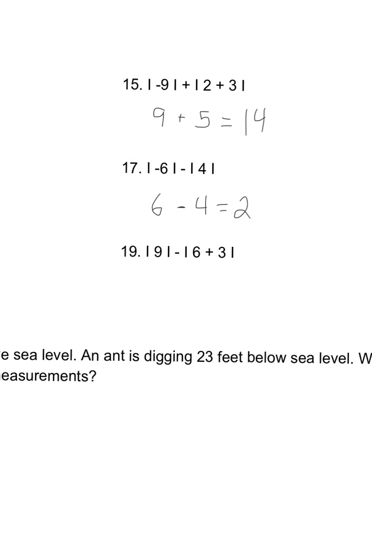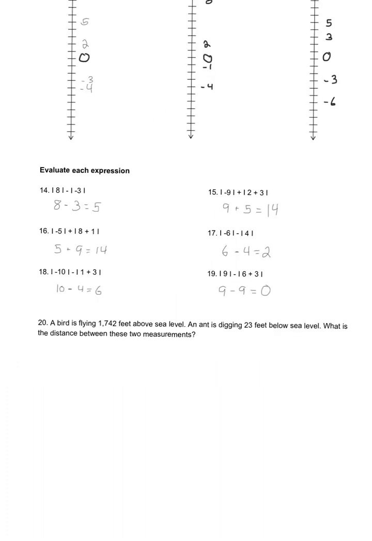Number 19, the absolute value of 9 minus the absolute value of 6 plus 3, which is 9, equals 0. Moving on to our story problems.